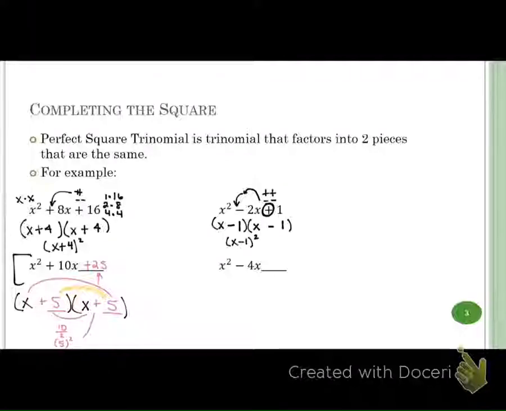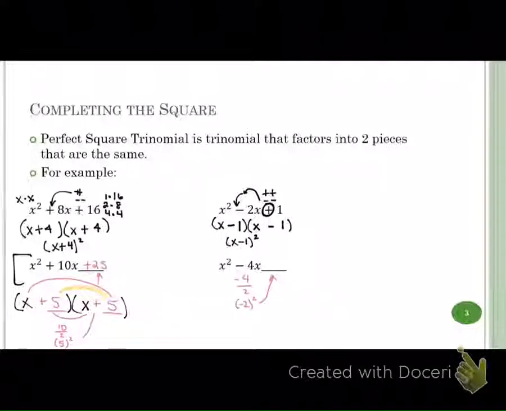Okay, Connor, your turn. What goes in this blank? Oh, 4. Good. So -4 divided by 2 is -2. -2 squared is 4. So those are just a little bit of different ways to kind of think about what goes in the blank. Do you guys see how this is another way you could think about it? Or you could do it this way. I'm trying to give you guys multiple ways to look at that. So those are perfect square trinomials.